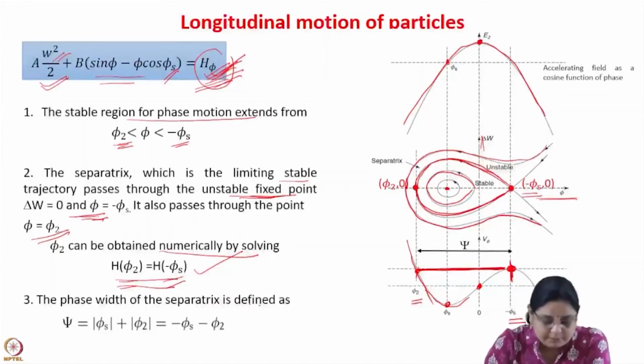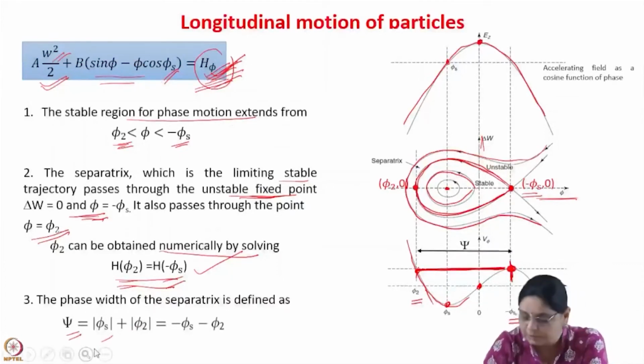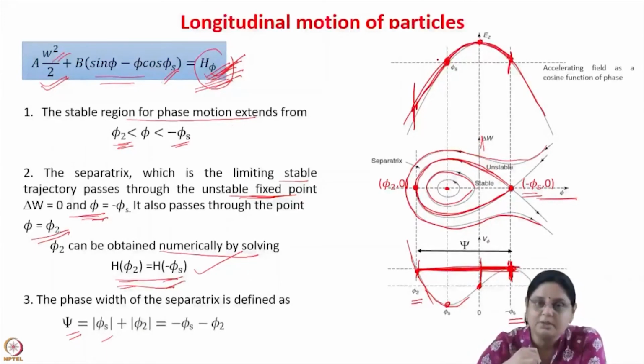The phase width of the separatrix is defined as psi, which is the modulus of phi s plus the modulus of phi 2. So this gives you the total phase width of the separatrix. The particles that lie within this will execute stable motion. So for a given synchronous phase minus phi s, the particles that have phases lying between minus phi s and phi 2 will execute stable oscillations around the synchronous particle.